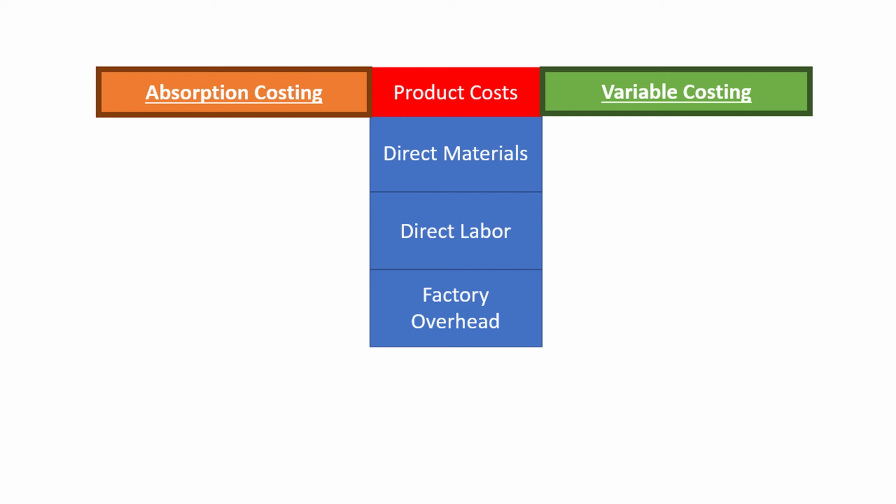Overhead is a bit trickier, as it can actually be split into two parts. Some overhead costs are variable, such as electricity. When more units are produced, there are higher electricity costs. Other overhead costs are fixed, like factory rent. Even when more units are produced, rent costs don't change.